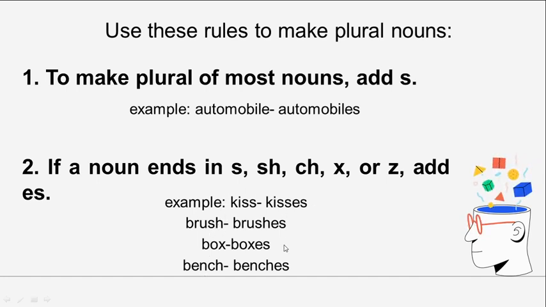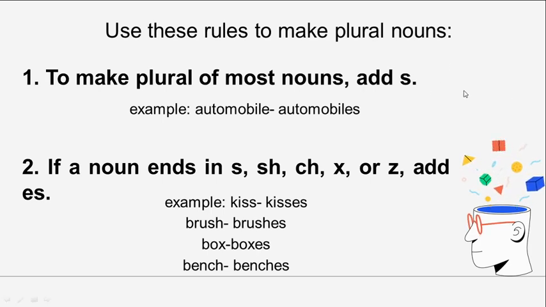Brush, it ends with letters SH. You need to add ES to make it plural. It will be brushes. Box, it ends with letter X. You need to add ES, so it will be boxes. Bench, it ends with letters CH, and therefore, you need to add ES also. So it would be benches. Is it clear? Okay, can you give me more examples?